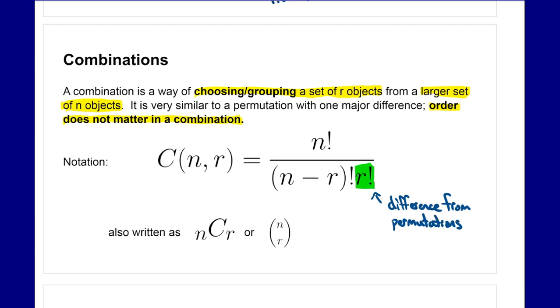And that difference is getting rid of the order, right? So it's just getting rid of the different ways that order could occur, or the different arrangements. So we're implying that order does not matter. It's similar notation or similar definitions. N is just the number of total objects, and R is the number of objects chosen.